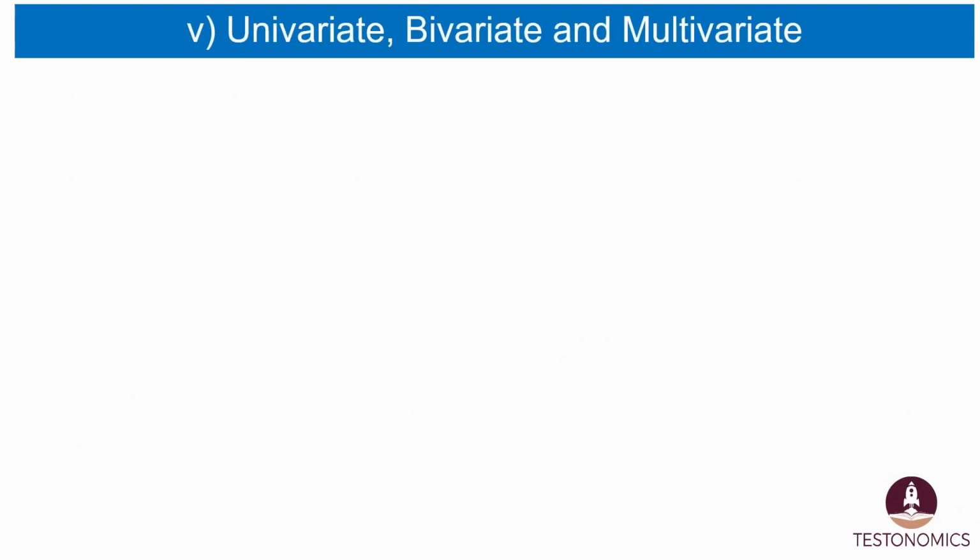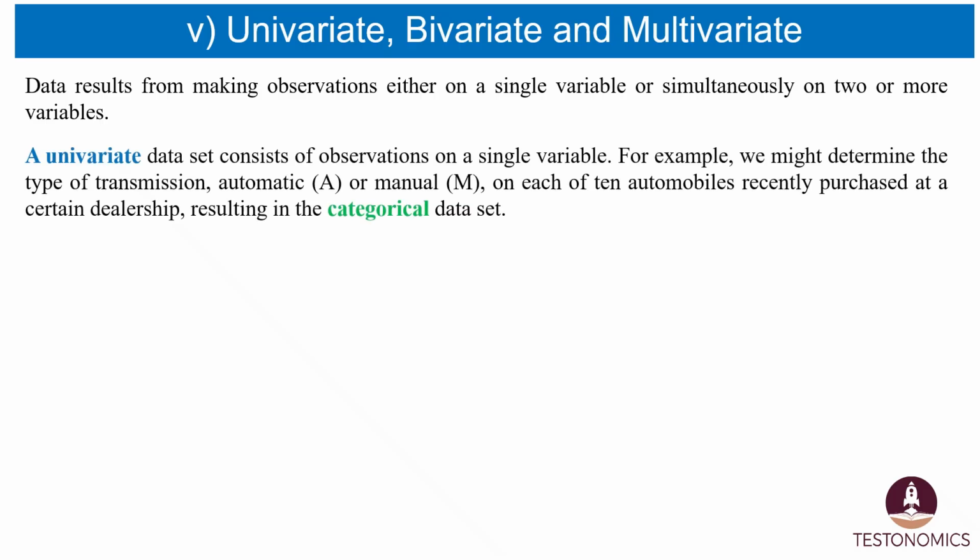Next is univariate, bivariate and multivariate data. So uni means one, bi means two, and multi means more than one. Okay. So what is univariate? A univariate data set consists of observations on a single variable. For example, we might determine the type of transmission, whether automatic or manual, on each of 10 automobiles recently purchased at a certain dealership, resulting in a categorical data set. So in this particular case, we are considering only one variable. That's why we are calling it univariate data. Only one variable is present in the data set.